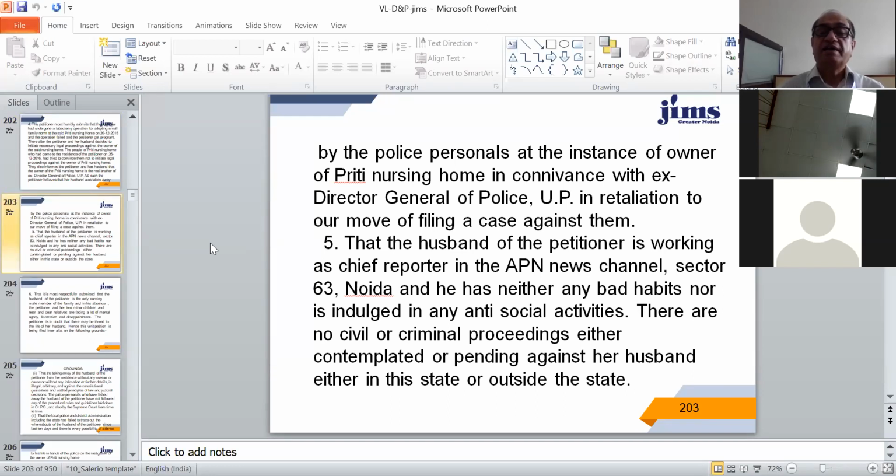and he has neither any bad habits nor is he indulged in any antisocial activities, and there are no civil or criminal proceedings either contemplated or pending against her husband, either in this state or outside the state.